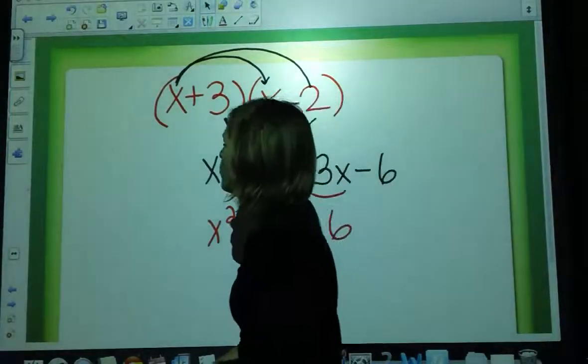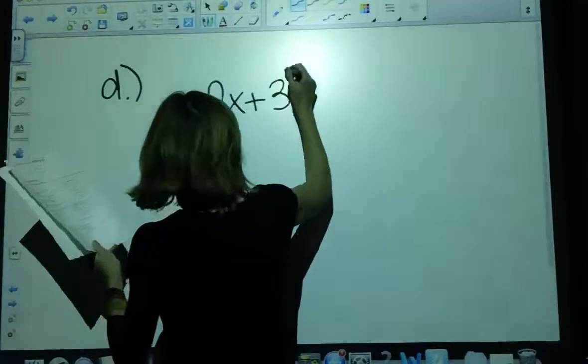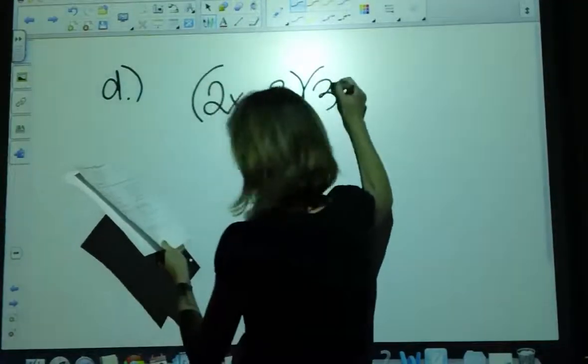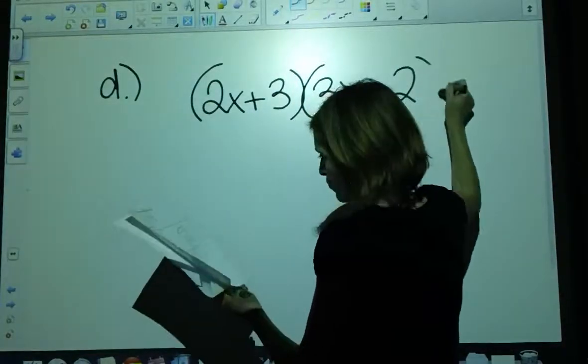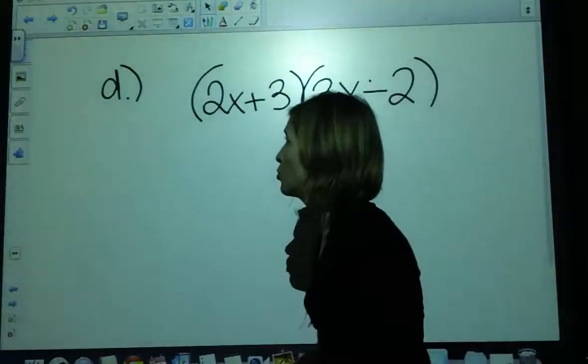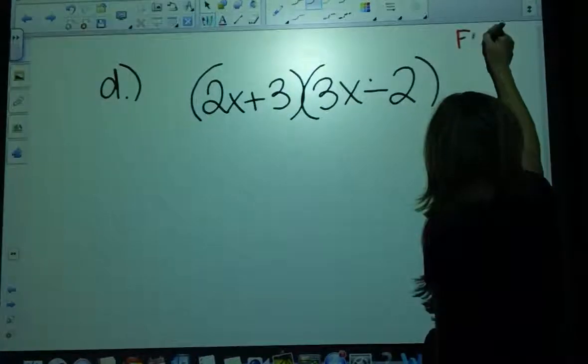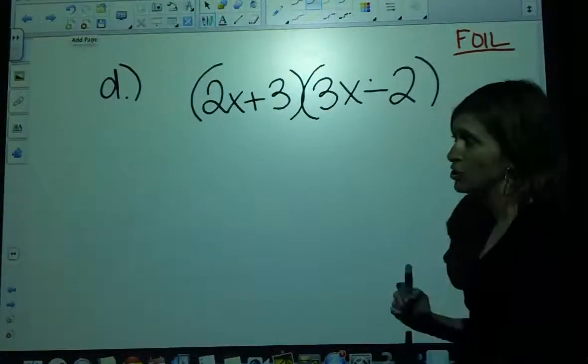All right, let's do one more. Let's look at D. Okay, 2x plus 3 times 3x minus 2. All right. So first, we're going to use FOIL, and if you need to write FOIL down for yourself for now, go ahead and do that.